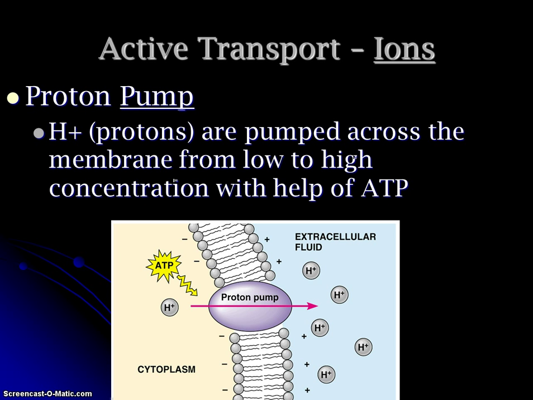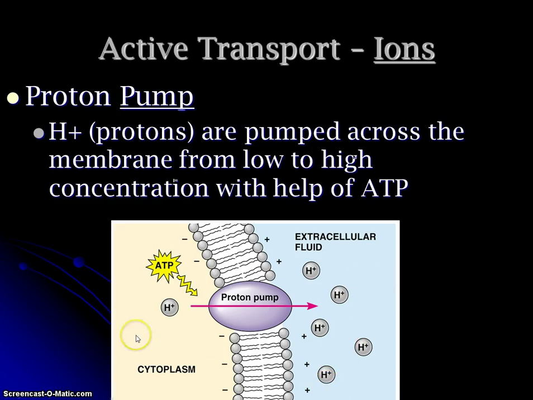A very common type of protein pump is called a protein ion pump. Okay, in this particular example, you can see these. Remember, we talked about ions, positively charged molecules. In this example, you can see that there are positively charged hydrogens or hydrogen ions on the inside. Okay, here's the cytoplasm. So this is the inside of the cell. Notice that there's a higher concentration of hydrogen ions outside the cell.